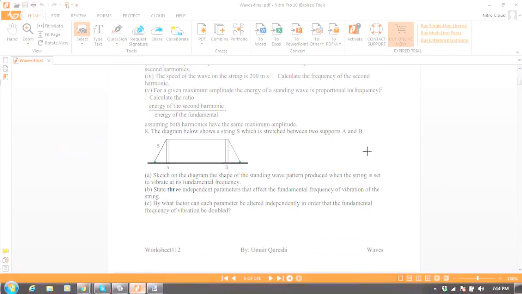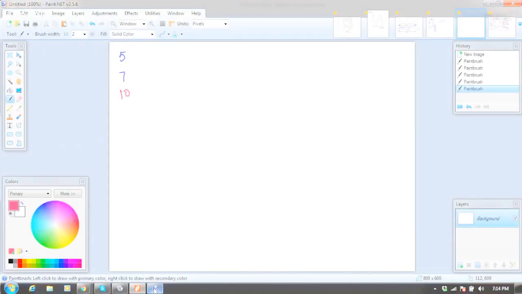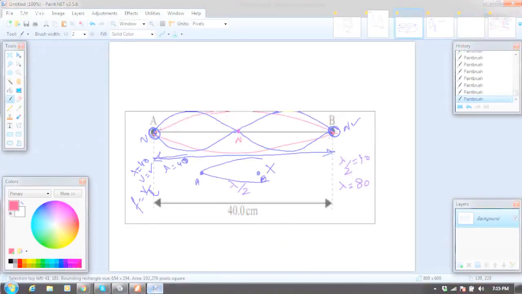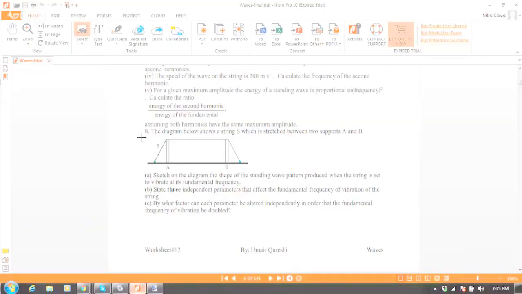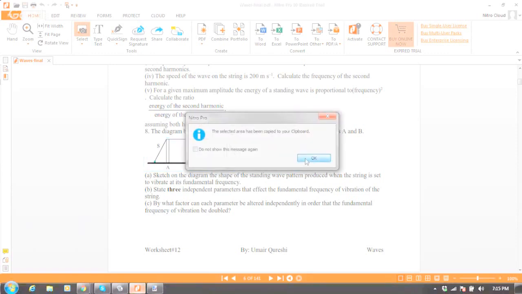Here's question number 8. The diagram below shows a string which is stretched between two supports A and B. Sketch a diagram to show the standing wave pattern set at fundamental frequency. I think it's just the same question as the one we just did. Let me show you. Yeah, this one. It's the same. If you want, I can pick up that diagram, no issue. Here's the diagram.